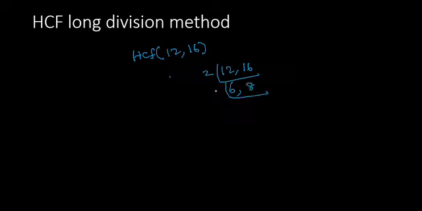Again this 6 and 8 can be divisible by 2. Now you will get 3 here and you will get 4 here. Now when you go for 3 and 4, there is not any common divisor except 1. Now we have to leave as it is. So when you are not able to find any common divisor between two numbers, then obviously we have to leave that.